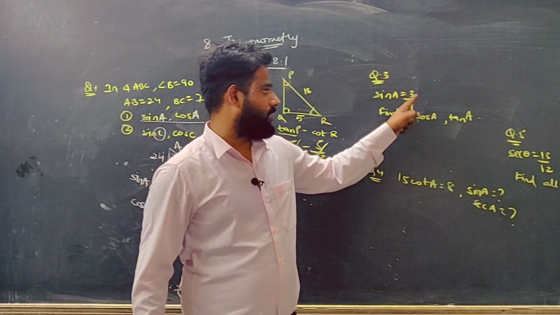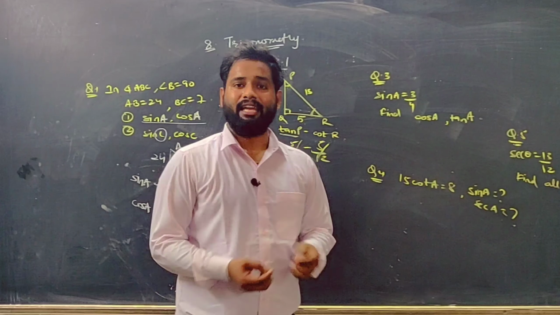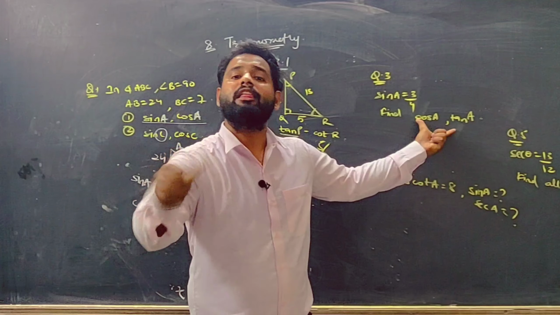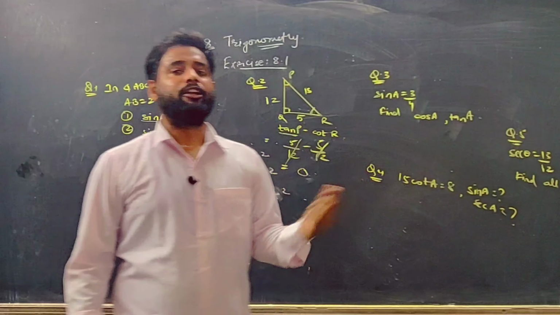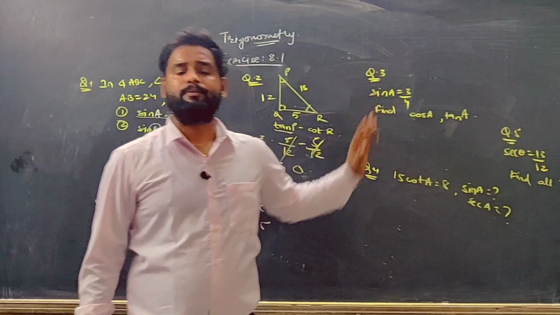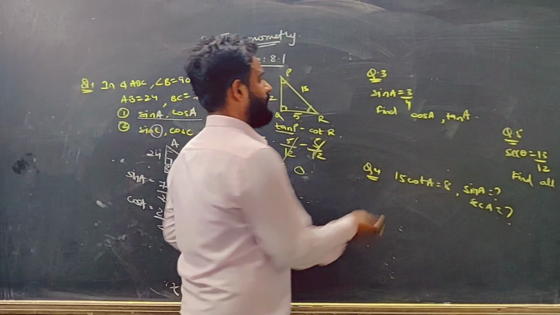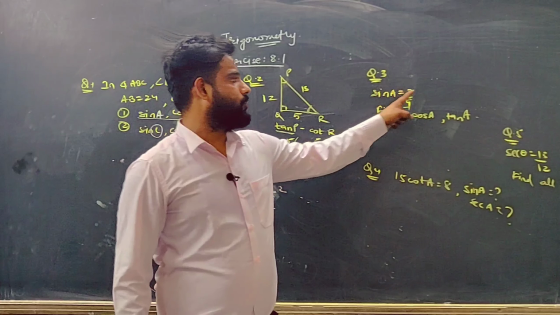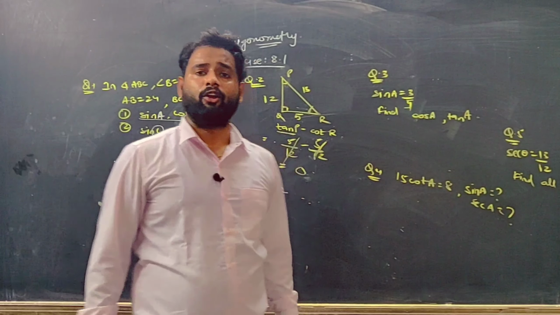Sin A is equal to 3 by 4. Find cos A, tan A. Instead of cos A, tan A, you should write: find all the remaining trigonometric functions. In video lecture number 1, I already explained this thing. Here 3 upon 5 will come, sorry. So sin A equal to 3 upon 5, find all the remaining trigonometric functions.